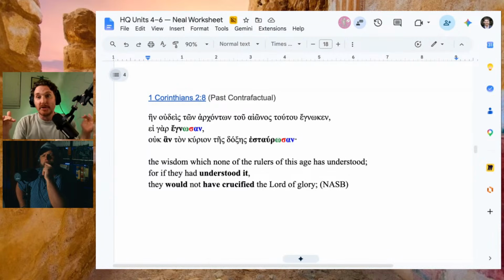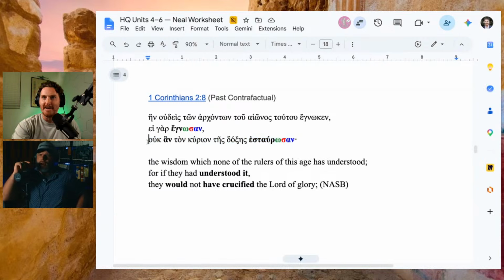counterfactual because they didn't understand. They didn't know that the demons that crucified Jesus, they didn't know that he was the Lord of glory. And had they known, right? "ouk an ton kurion tes doxes estaurosan," right? They would not have, but they did.